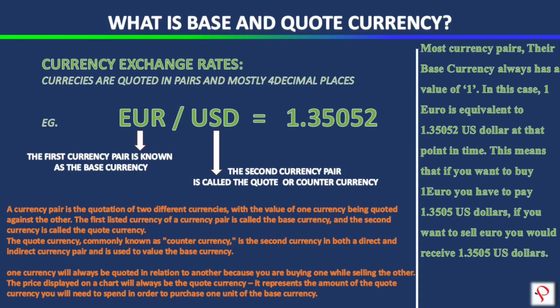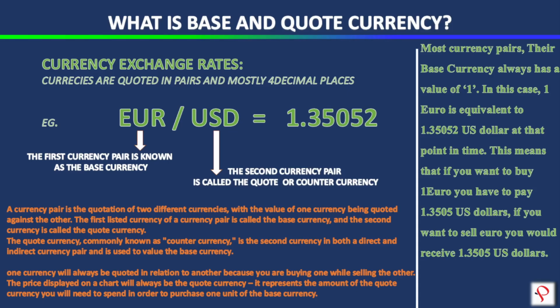One currency will always be quoted in relation to another because you are buying one while selling the other. The price displayed on a chart will always be the quote currency. It represents the amount of the quote currency you will need to spend in order to purchase 1 unit of the base currency.